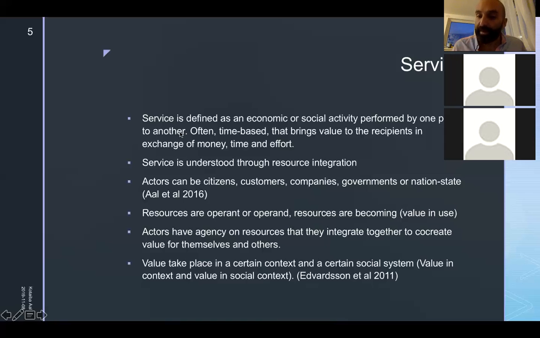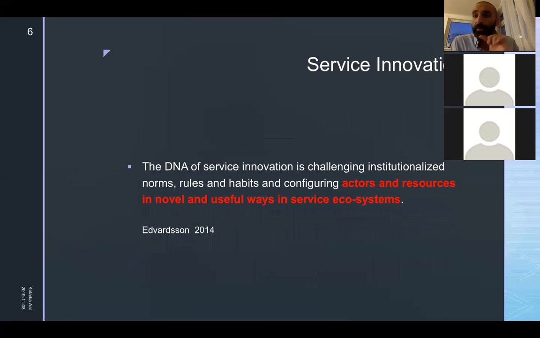And from here, there is a term in service we call value in social context, which means, as I said, the value that the service offers is only understood contextually, within a certain context. Now we're going to move a bit to service innovation. Service innovation might be understood a bit differently from other innovation.